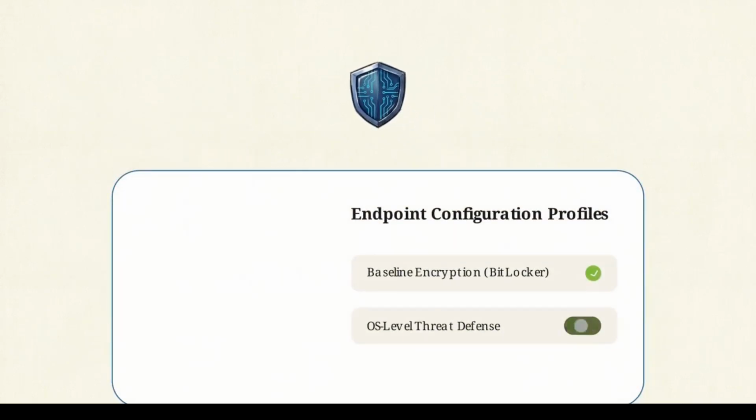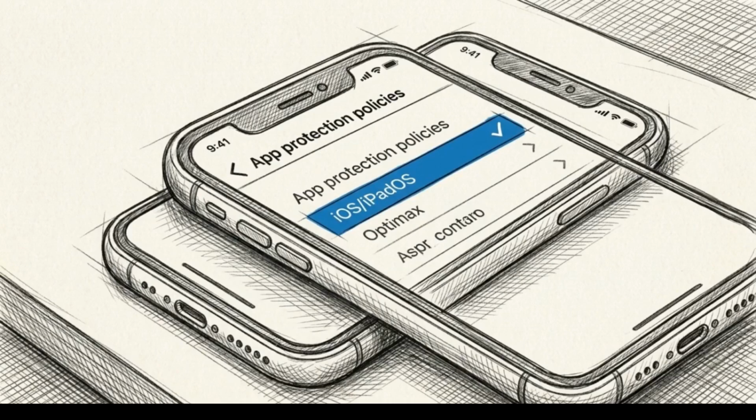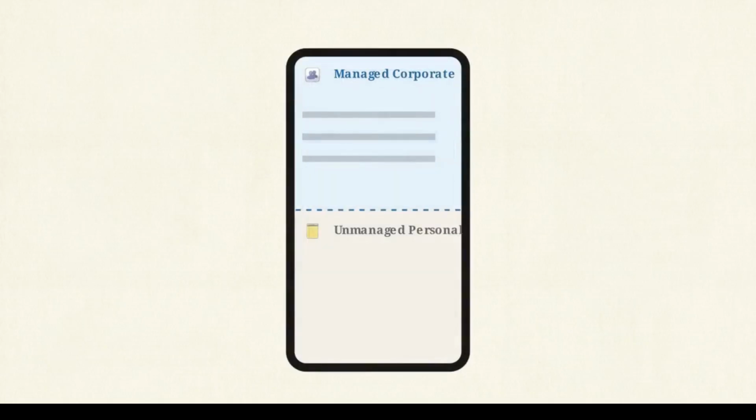Next, we need to extend our protection beyond baseline encryption into active OS-level threat defense. We achieve this by deploying a Windows Settings Catalog profile designed specifically to enforce Defender Cloud protection globally. Then we address the highest risk endpoint category, mobile devices. App protection policies divide the smartphone into two distinct zones, managed corporate and unmanaged personal.